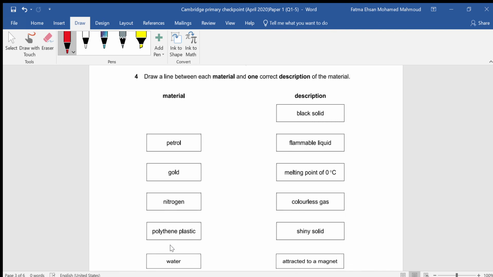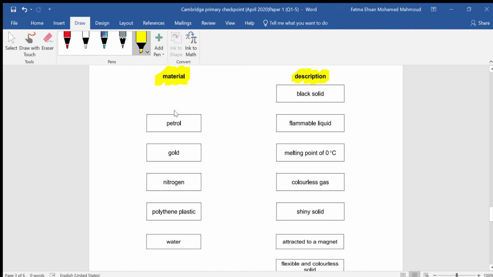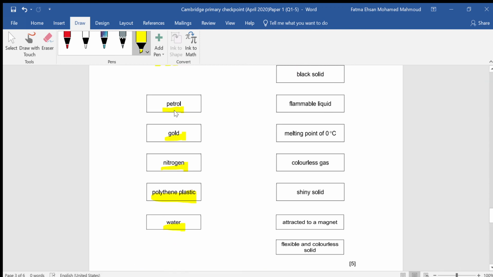Question number four. Draw a line between each material and one correct description. So I have here some materials and I have here a description of the material. Now let's go through the materials first. I have here petrol, gold, nitrogen, polythene plastic, water. The descriptions: black solid, flammable liquid, melting point of 0 degrees Celsius, colorless gas, shiny solid, attracted to a magnet, flexible and colorless solid. Okay.